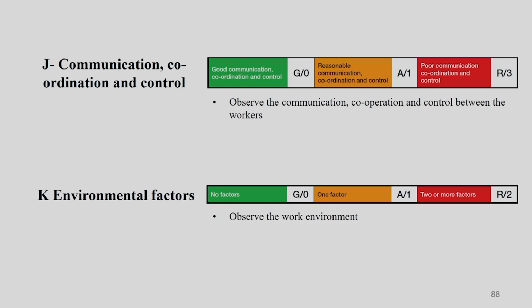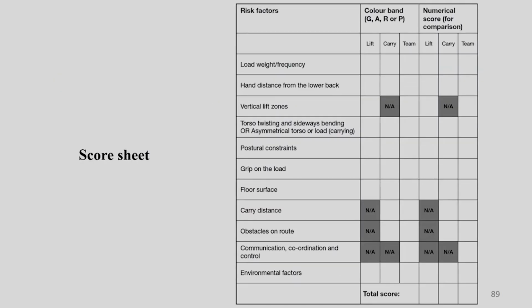Once we complete that, what will we do? We will put it in the same chart, right? We did it for lifting, we did it for carrying, now you are going to do it for team handling. So here you can see while lifting you have all these factors, whereas carrying distance, obstacles in route, communication and coordination are not applicable for lifting, whereas these factors are applicable.